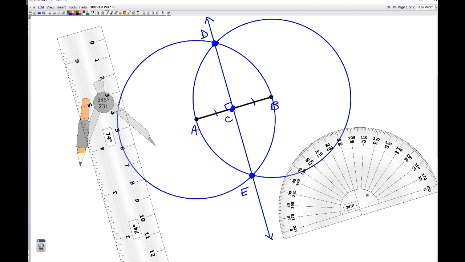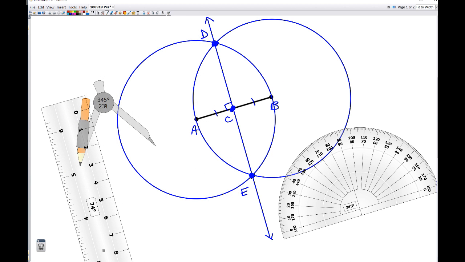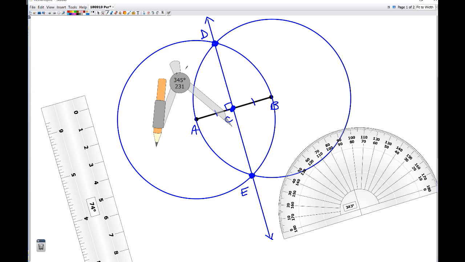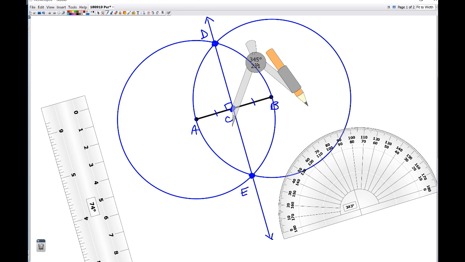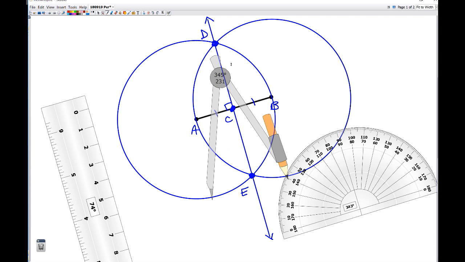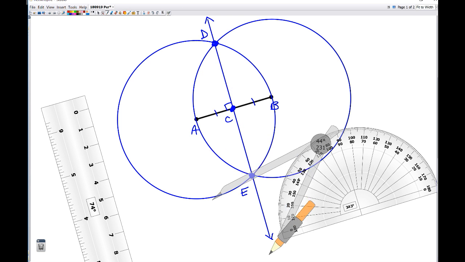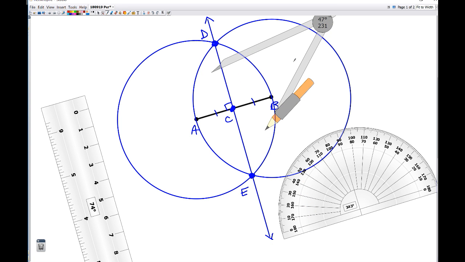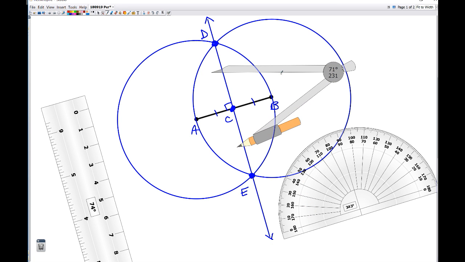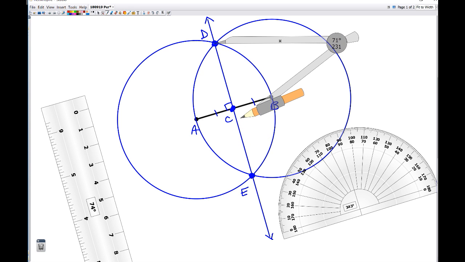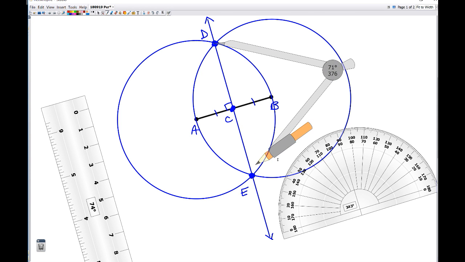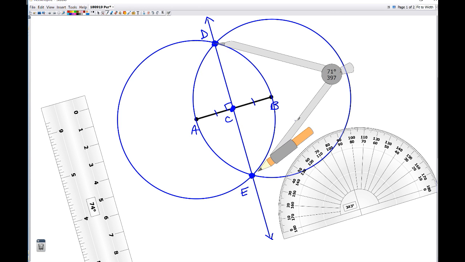So what I want you to do is take your compass, and set your compass to the opening of DE. So it's a larger opening. So we're going to set it to the opening of DE. I'm going to put my compass point tip right here at D. And then I want to open my compass so that it goes all the way out and intersects with point E. Like this. So set your compass at DE.